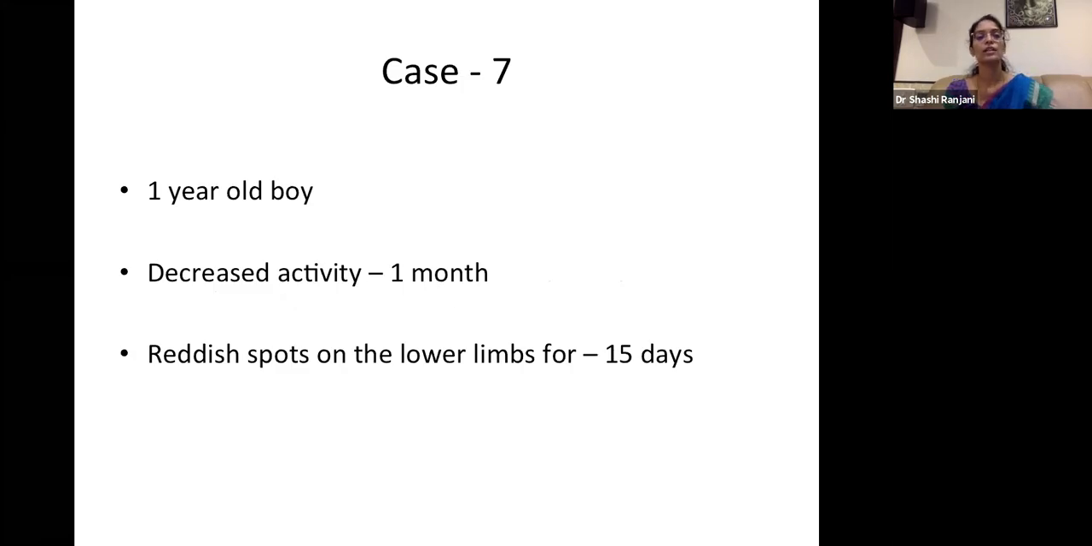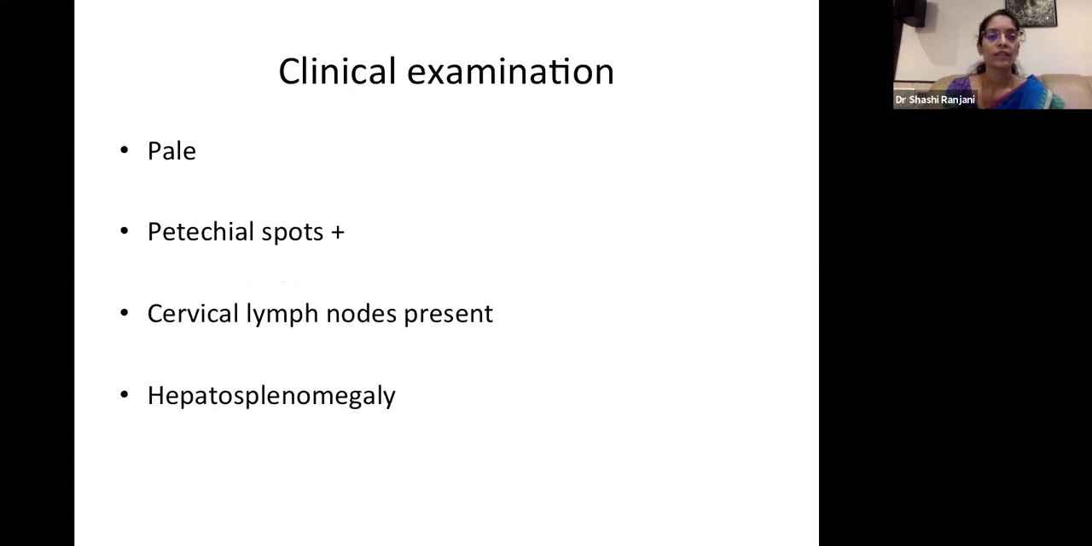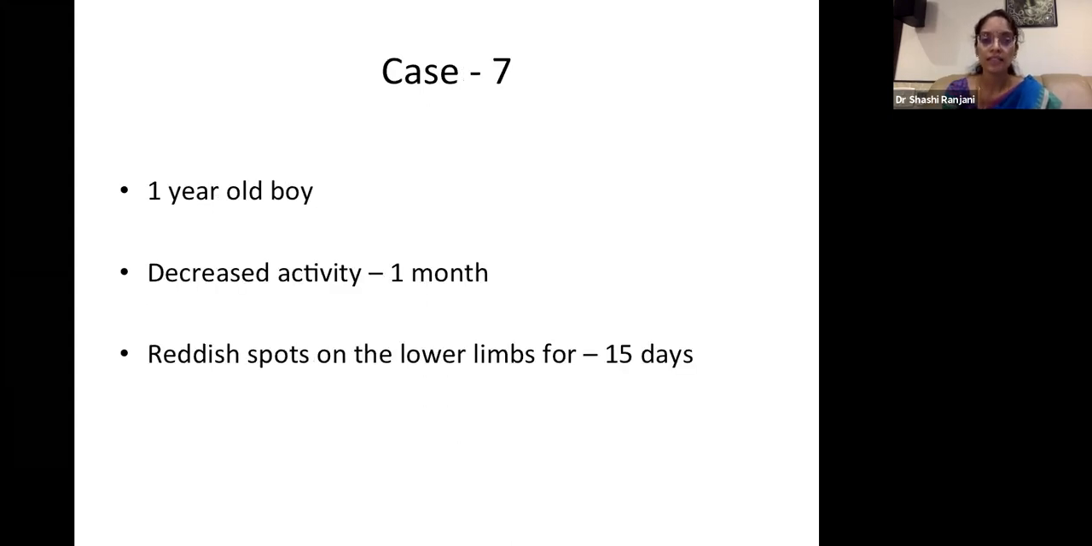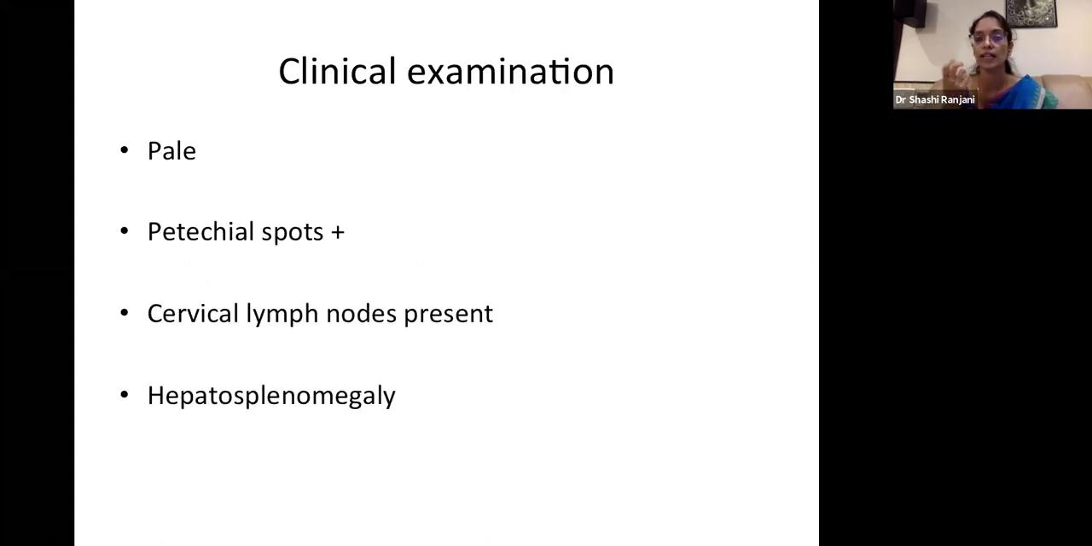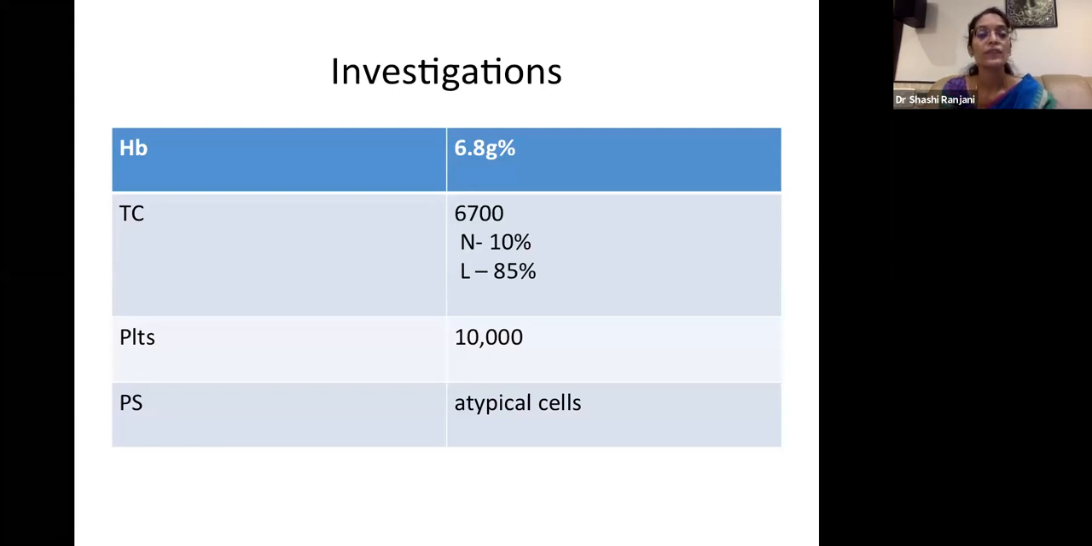So we'll come to the next case. This is a one-year-old boy who had decreased activity for 1 month and reddish spots on the lower limbs for 15 days. On examination, he was pale, he had petechial spots, cervical lymph nodes were present, and he also had hepatosplenomegaly. So just by this, a 1 month history, petechial spots, cervical lymphadenopathy, hepatosplenomegaly, we know that this can be something more serious. So we went ahead and did the investigation.